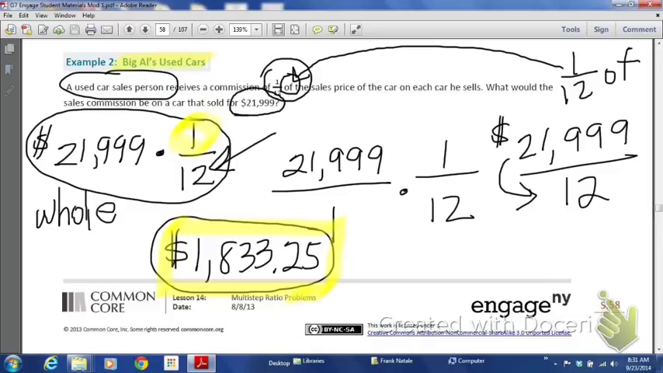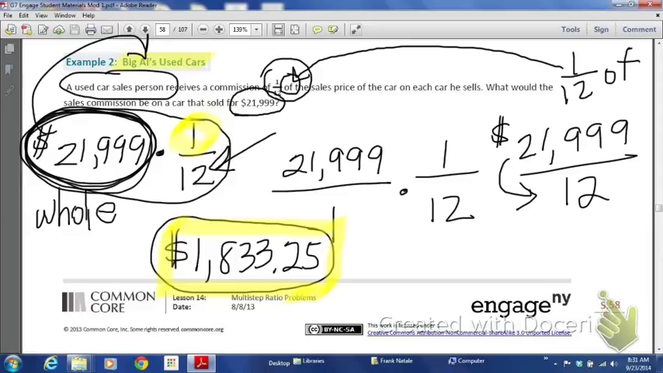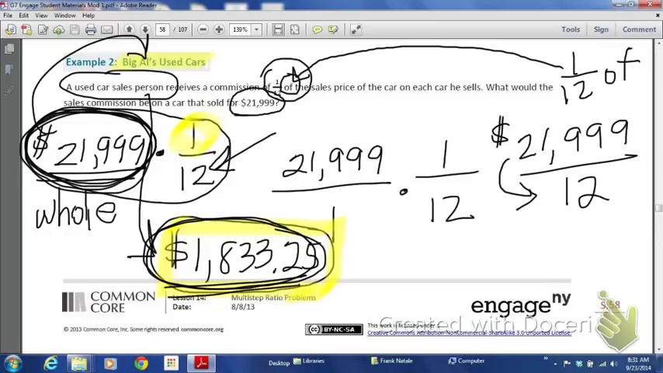But as far as the price is concerned, the person who bought this car is still going to pay $21,999. That person paid that to Big Al's Used Cars. The salesperson got this much money for that sale, okay? So the price does not go down. It stays the same. This is the amount of money that the person got into their pocket, okay? Well, probably not into their pocket yet, but later on, whenever Big Al pays his people, they got that.